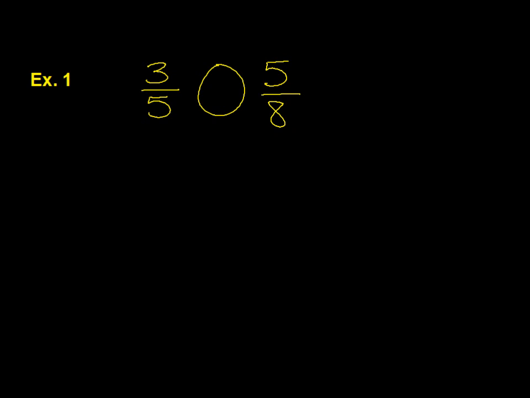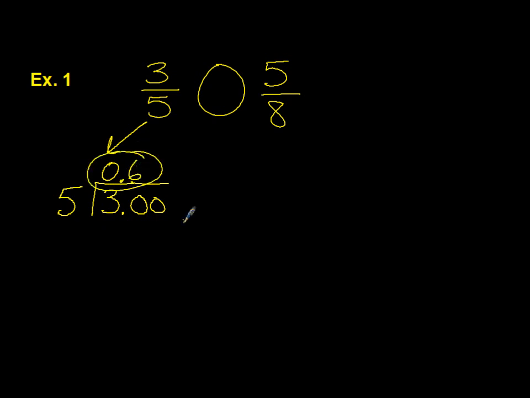The first one we'll deal with is 3/5. 3 divided by 5. We put 3 in the house, 5 on the outside, and throw on a decimal point and a 0. 5 goes into 3 0 times. 5 goes into 30 6 times. And that's our final answer here, 6/10.